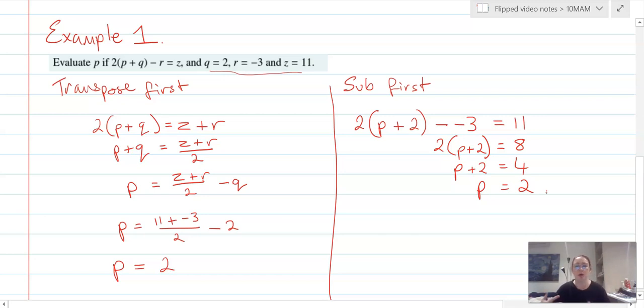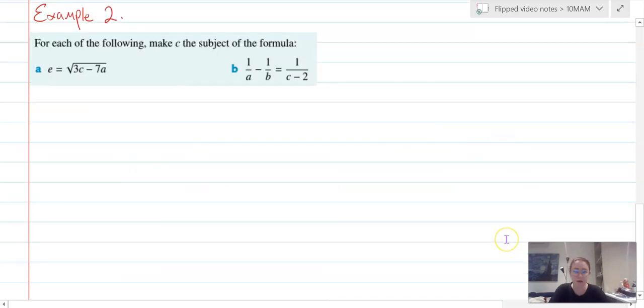It really depends on your preference of how you want to rearrange that. For example 2, we've got nothing to substitute in. We're just being asked to make c the subject of both of these formulas. This is a little bit harder than your standard rearranging, so let's give it a go.